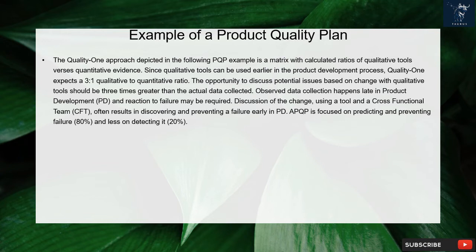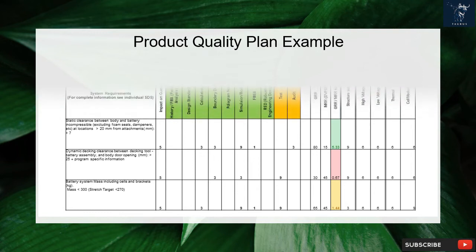Observed data collection happens late in product development (PD) and reaction to failure may be required. Discussion of the change using a tool in a cross-functional team (CFT) often results in discovering and preventing a failure early in PD. APQP is focused on predicting and preventing failure 80% and less on detecting it 20%. Product Quality Plan example.